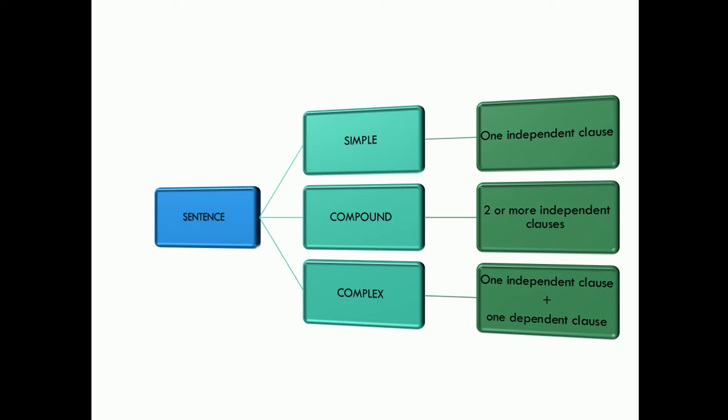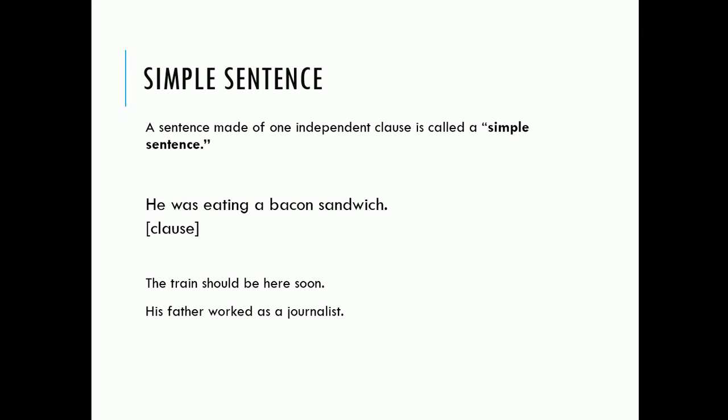Sentences can be classified into three categories: a simple sentence, a compound sentence, and a complex sentence. A simple sentence, as the name suggests, is a sentence where there is a subject performing an action. It is also an independent clause because it makes complete sense all by itself.